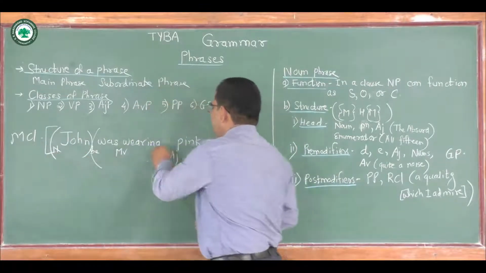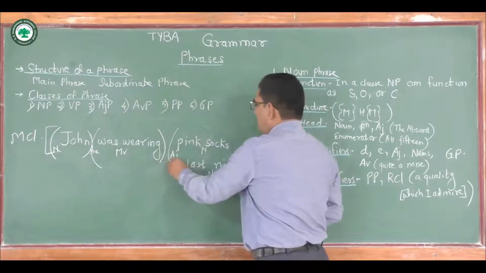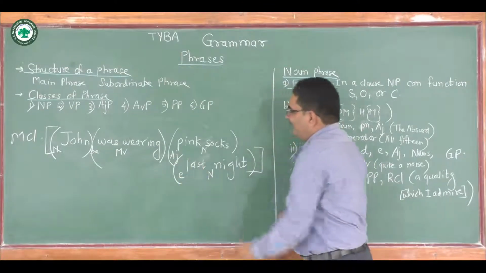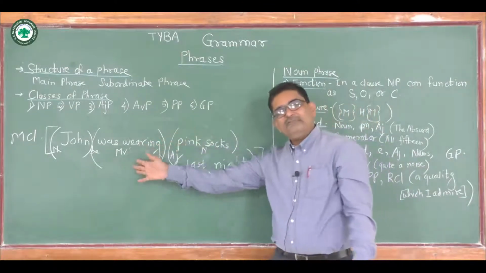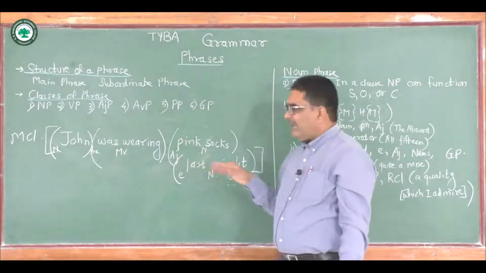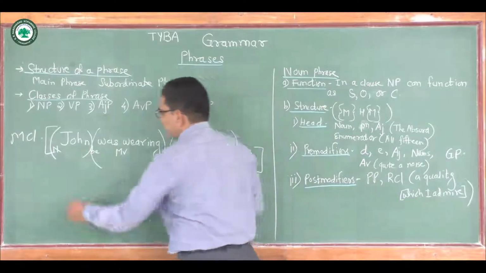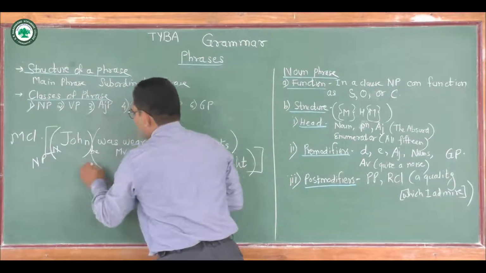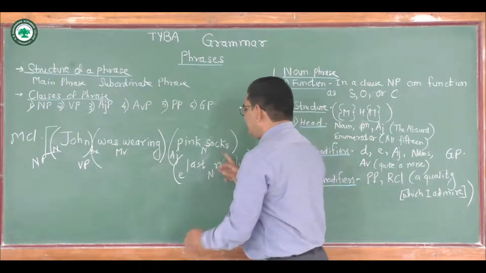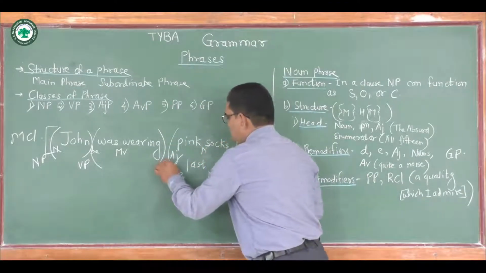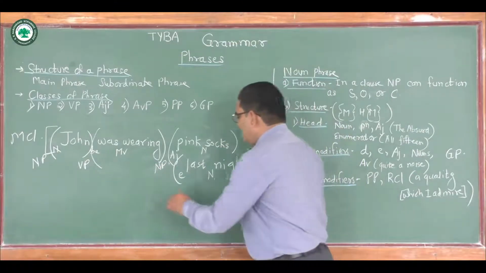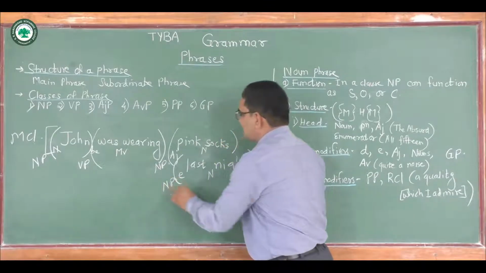Second, was wearing is the second phrase. Pink socks is the third phrase. And last night is the fourth phrase. So there are 4 phrases in this one single clause. If you see what those 4 phrases are, first is a noun phrase, this is a verb phrase, this is again a noun phrase, and this is last night, which, even though it is a noun phrase, functions as a complement.